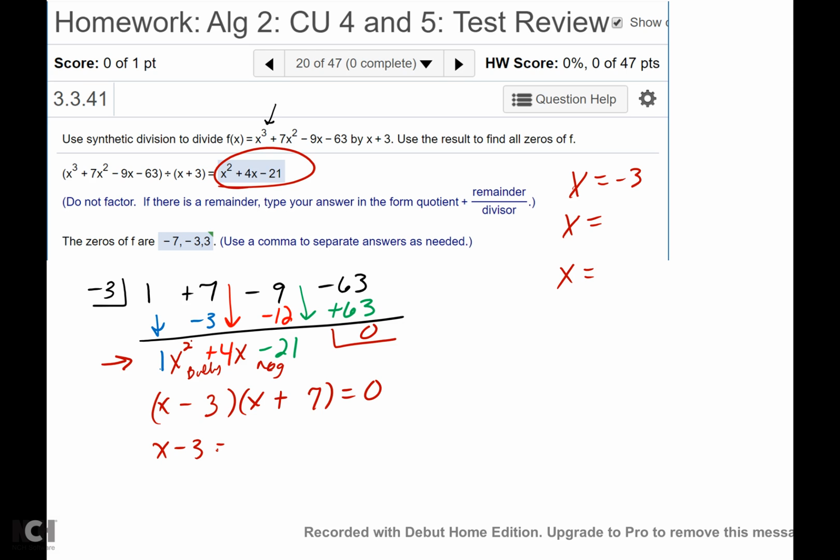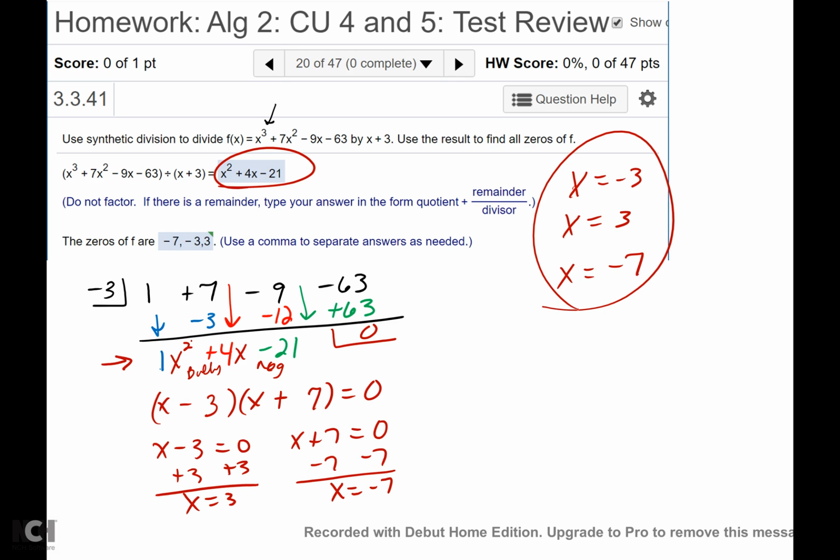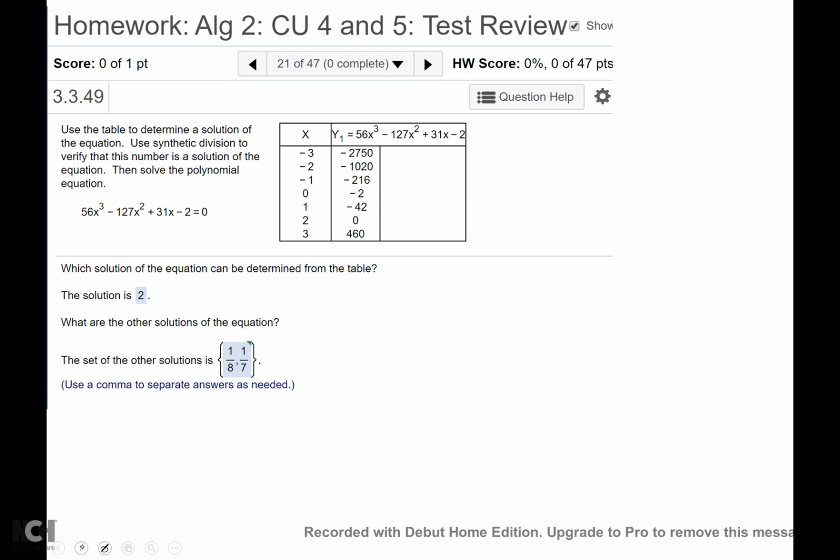Set them to 0. Solve. Add 3, x equals 3, minus 7, x equals negative 7. There's my other 2 solutions. There's all three. All right.